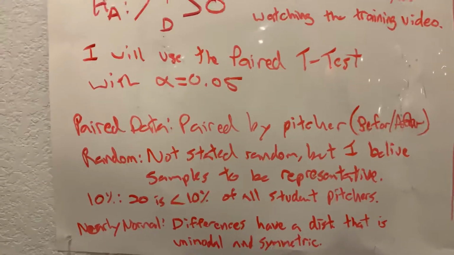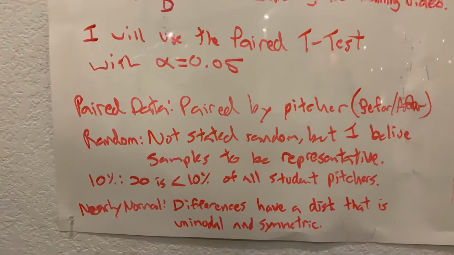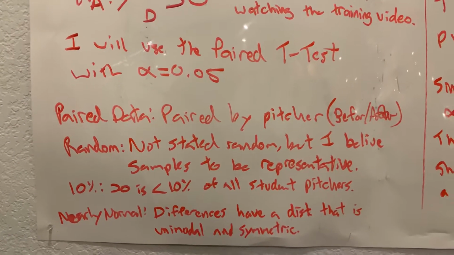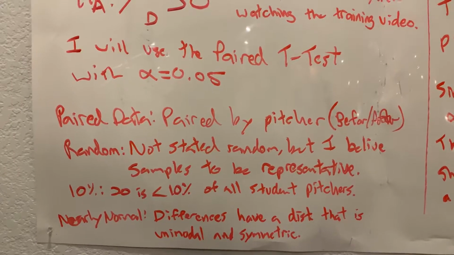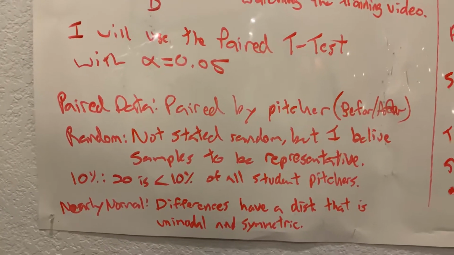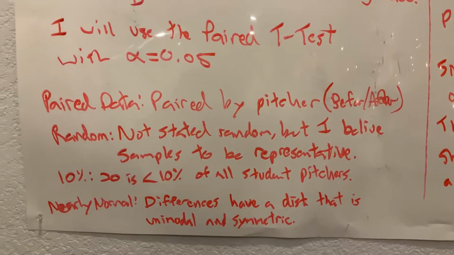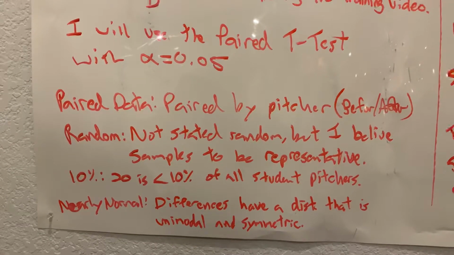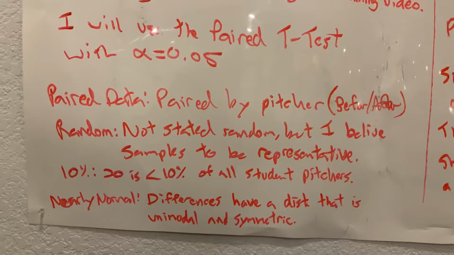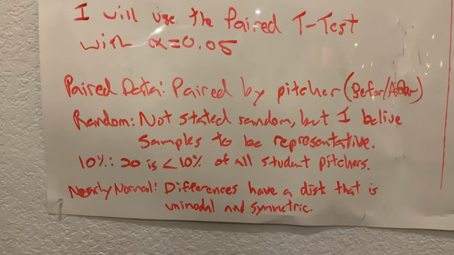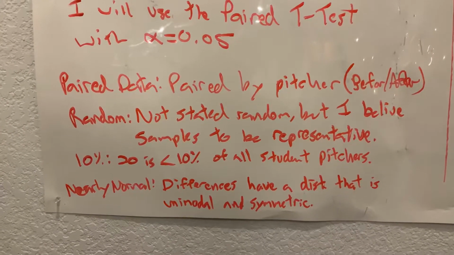Don't forget, we no longer have the independent groups assumption. We have the paired data assumption, and we just write down that it's paired by pitcher, before, after. Random wasn't stated, but I believe the sample is to be representative. It's the same sample of 20 kids who were pitching. 20 is less than 10% of all student pitchers.